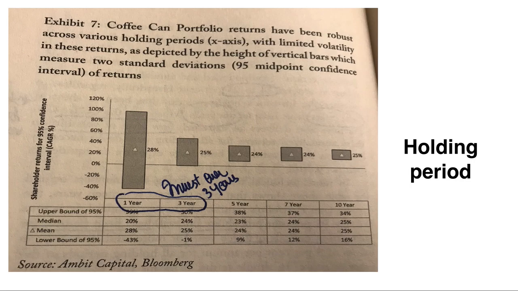And this graph also summarizes the holding periods. If you are ready for 3 years plus, then the probability of you losing money is very little.